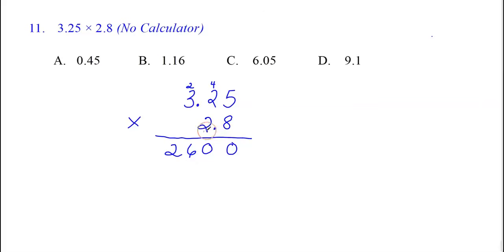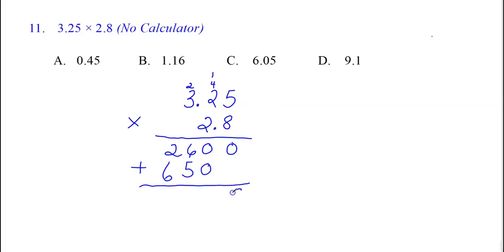Now I'm going to shift over to the 2. 2 times 5 is 10. I put down my 0, and I carry my 1. If you notice, I shifted over a space here. Now I'm going to go 2 times 2 is 4, plus 1 is 5. 2 times 3 is 6. Now I'm going to add this up here.